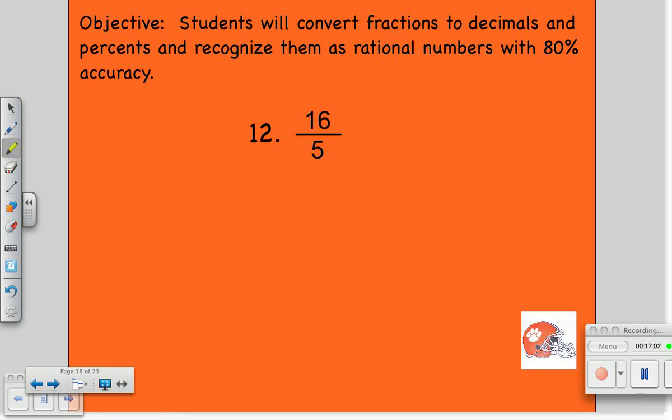16/5. Oh, good, I can make this 100. 5 times 20 is 100. So what do I have to multiply the numerator by? 20. 16 times 20 is 320. 320 over 100 is 320%.